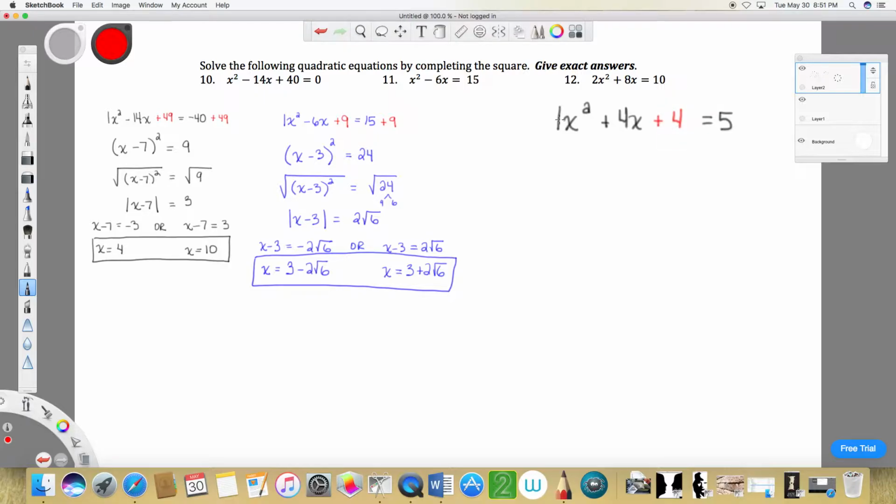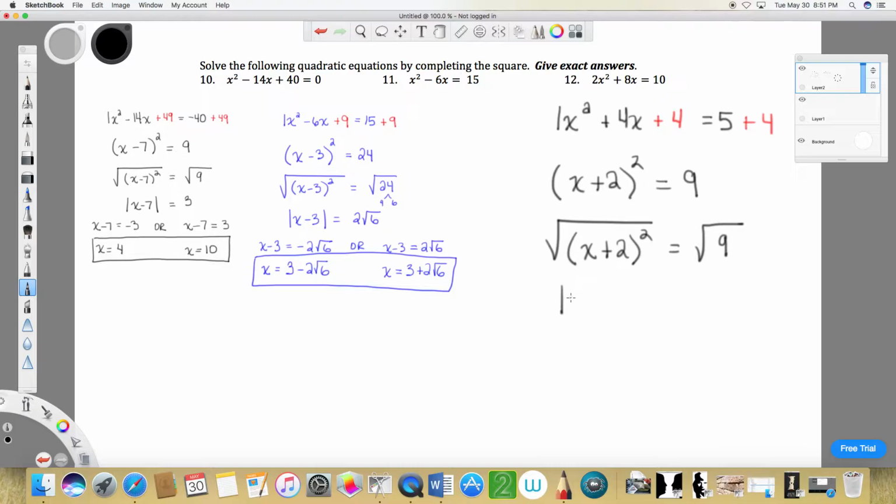So I'm going to add 4 there so that I can factor the left-hand side into a perfect square. To balance the equation, I'm going to add 4 to the right-hand side. So since half of 4 is 2, this factors to x plus 2 quantity squared is equal to 9. If I take the square root of both sides, it will help me to get the x by itself. At least it helps me to get rid of the exponent 2. This splits into 2 equations.